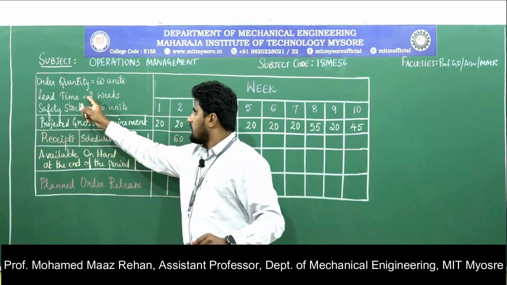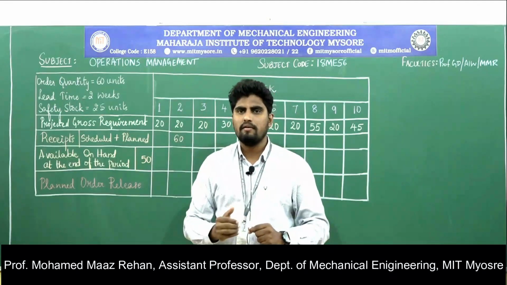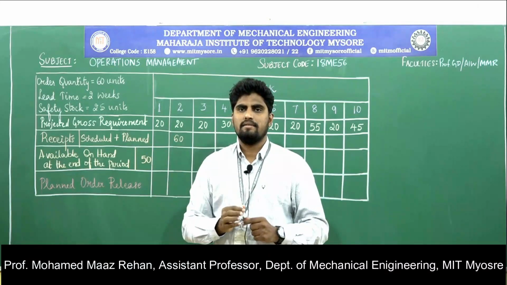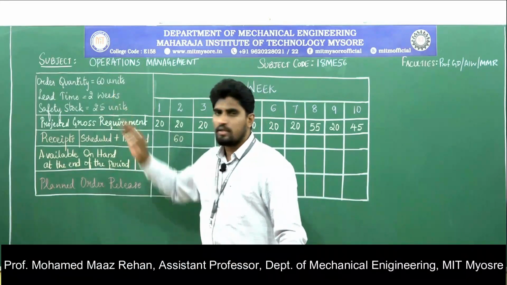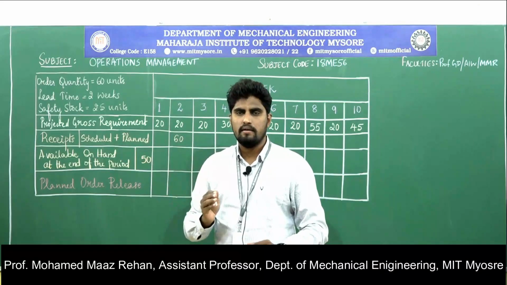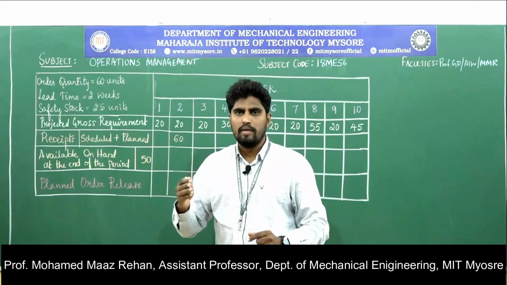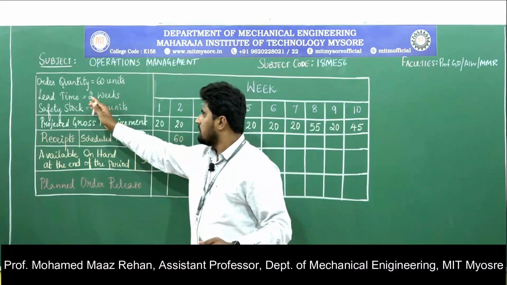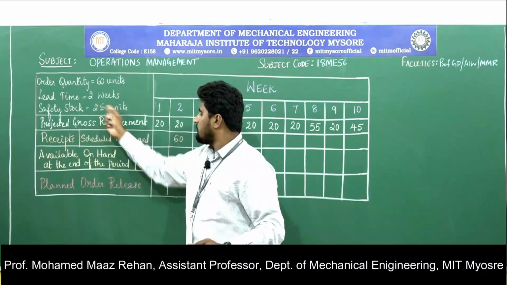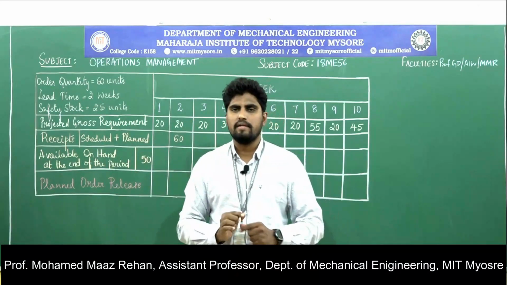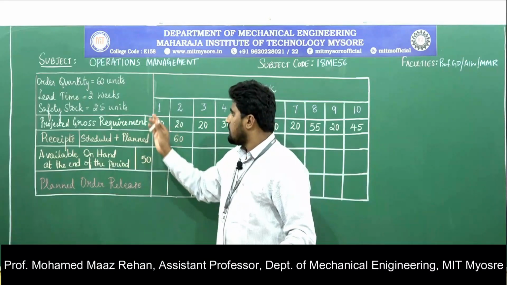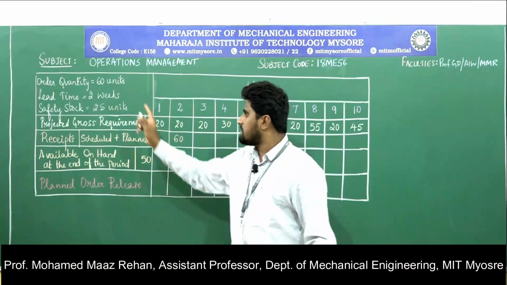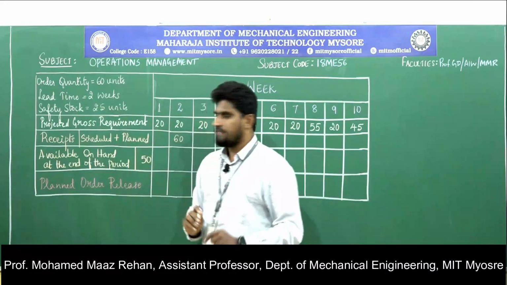So lead time is 2 weeks. What is the meaning of it? Whenever you place an order, in order to realize the order, it requires 2 weeks. If you place an order now, after 2 weeks you are going to receive the order. That is the meaning. The safety stock they have given is 25 units. It means you have to maintain 25 units in your inventory. That is the meaning of safety stock.